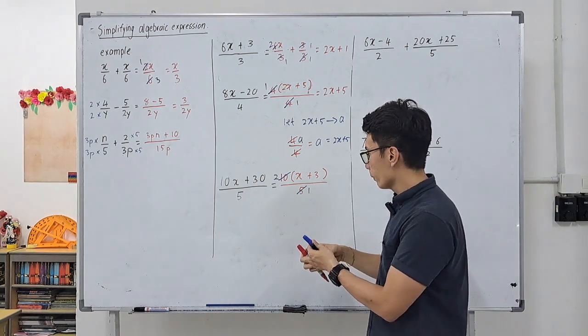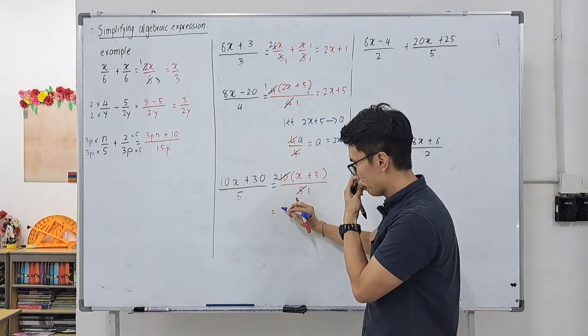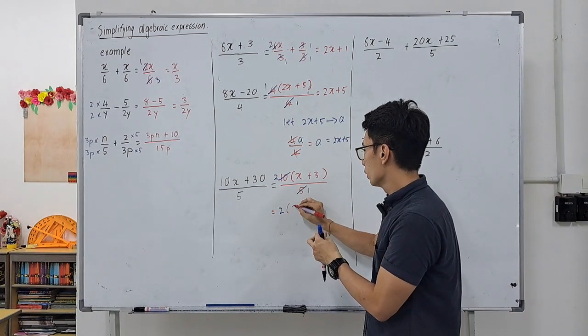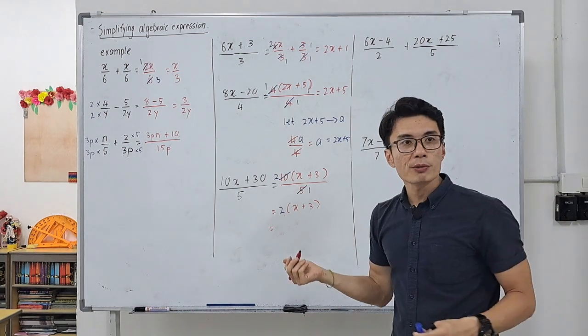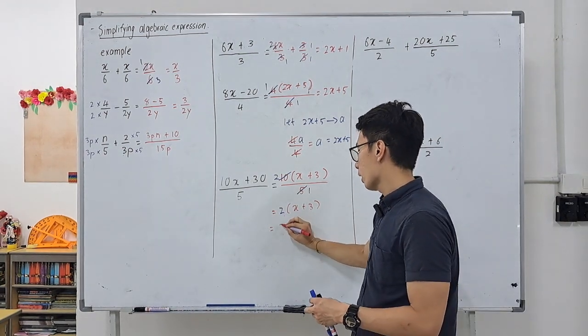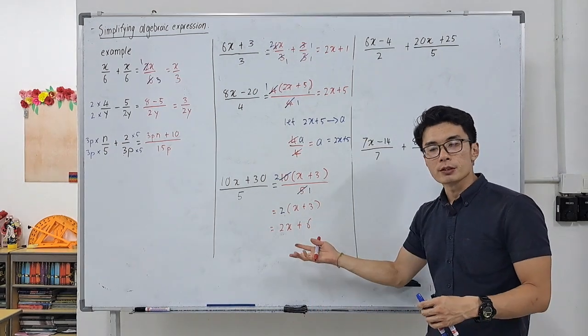So right now, how does my equation look? This is going to look like this right now, 2x plus 3. And finally, we want to simplify this, so we can expand this, so I will get 2x plus 6. Okay, done.